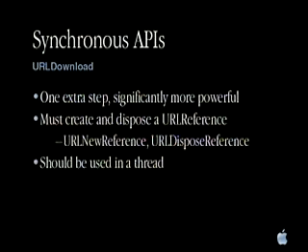On the synchronous side, there's also a little bit more complex call if you want, called URL download. If you call URL access through URL download, it takes a few more steps in order to actually invoke the call, but it allows you a lot more creativity or a lot more flexibility in what you can actually get out of the calls. You have to create a URL reference using URL new reference and URL dispose reference. And once again, this should be used in a thread since it's a synchronous call. But once you have that reference, you can set various properties and do additional manipulation of how URL access will actually be used.